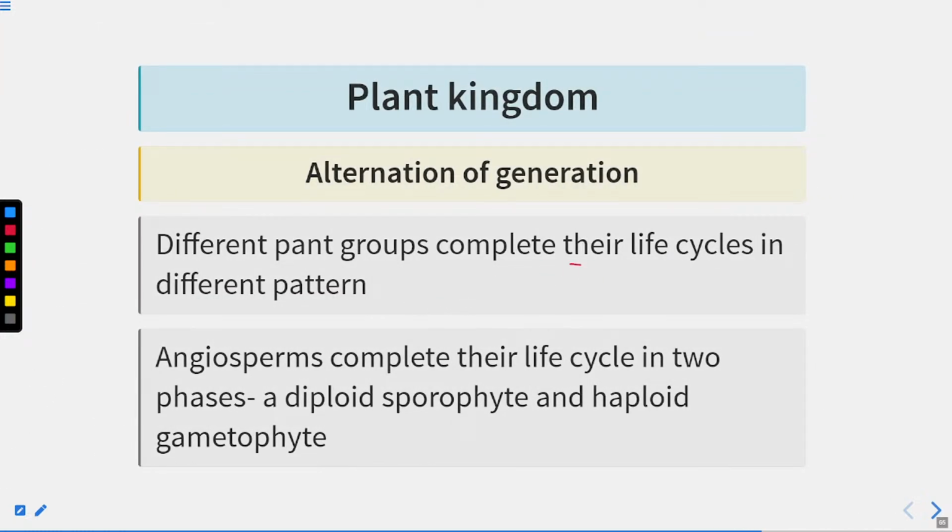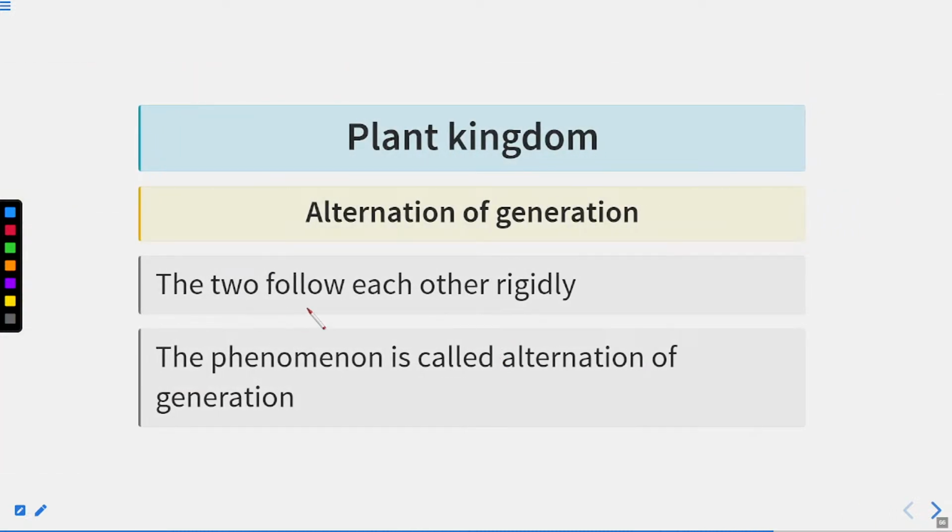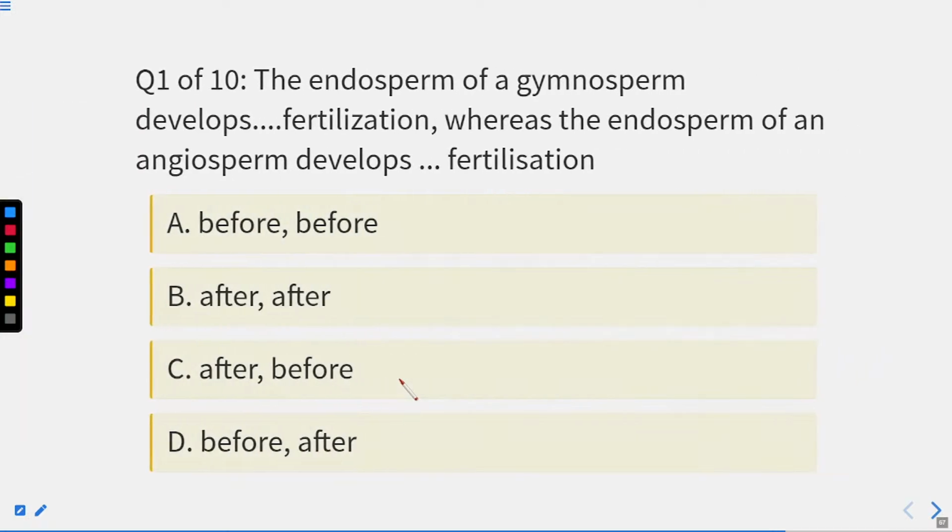Different plant groups complete their life cycle in different patterns. Angiosperms complete their life cycle in two phases, the diploid sporophyte and the haploid gametophyte phase. The two follow each other rigidly, and the phenomenon is called alternation of generation.